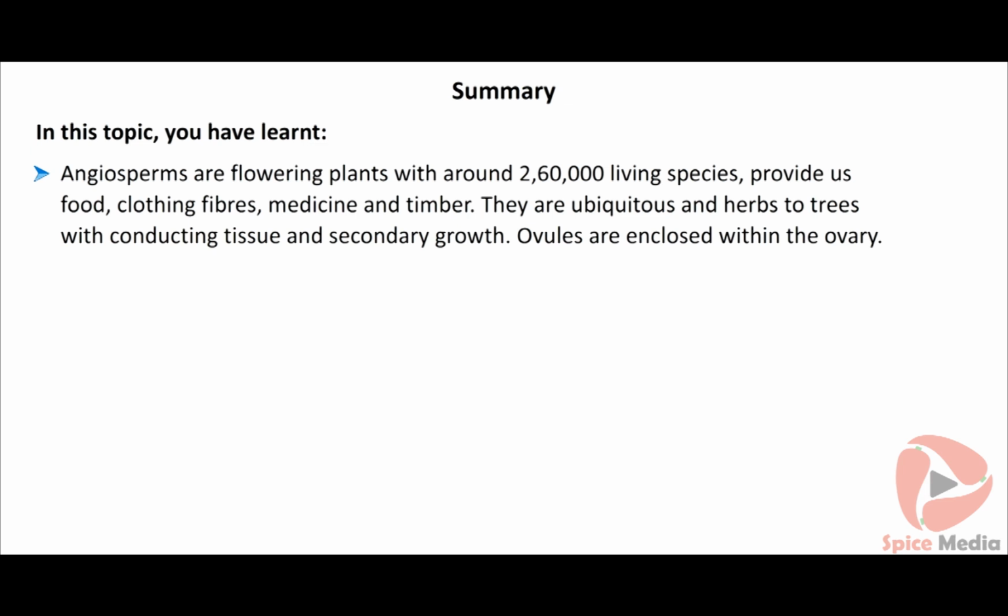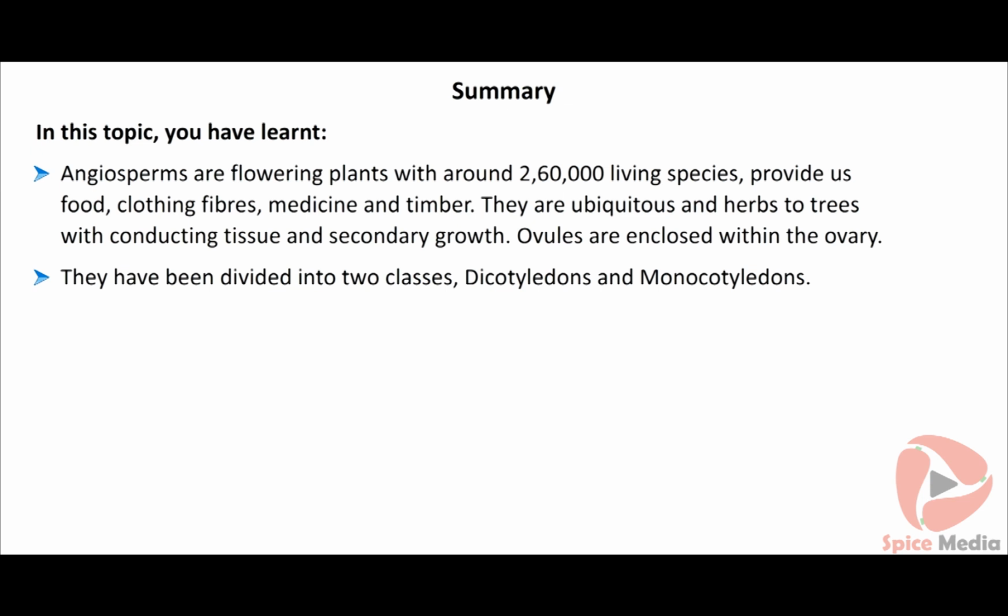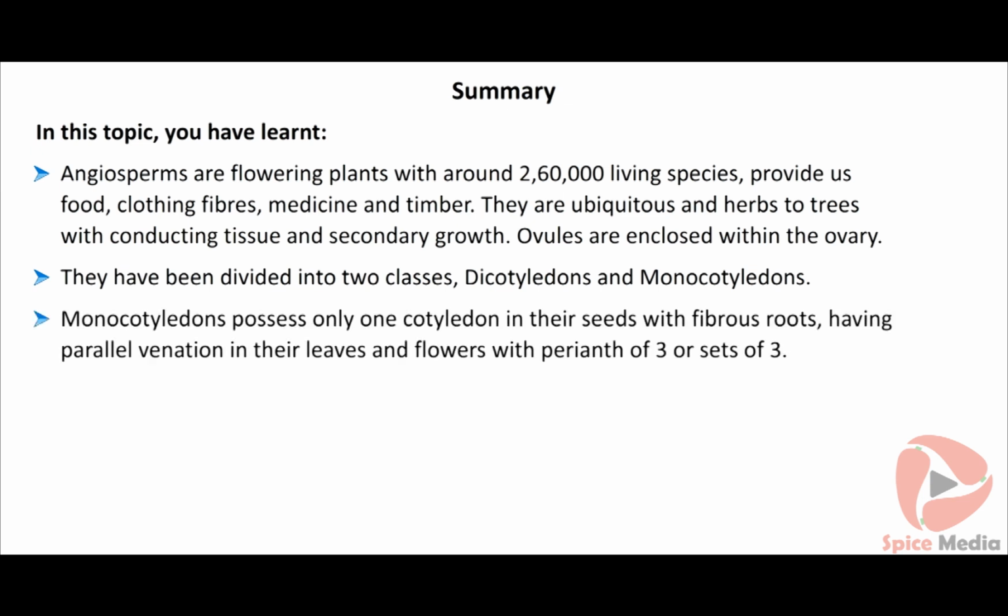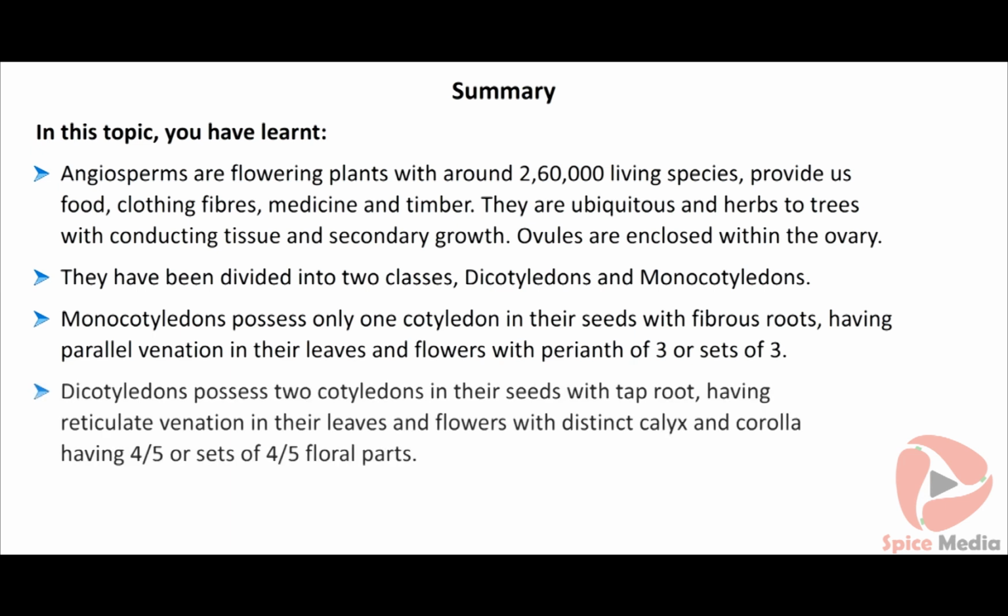In this topic, you have learnt that angiosperms are flowering plants with around 260,000 living species. They provide us with food, clothing fiber, medicine, and timber. They are ubiquitous, ranging from herbs to trees, with conducting tissue and secondary growth. Ovules are enclosed within the ovary. They have been divided into two classes, dicotyledons and monocotyledons.